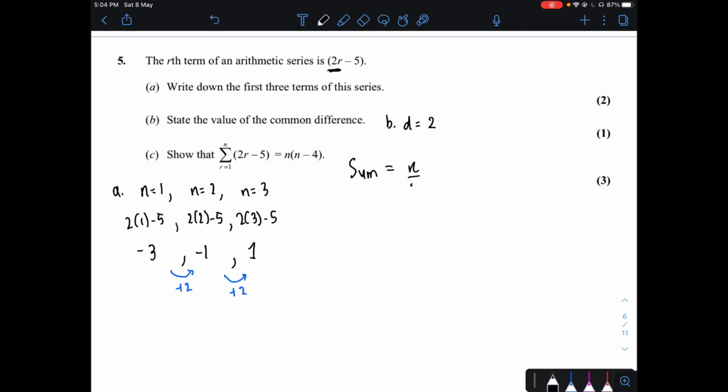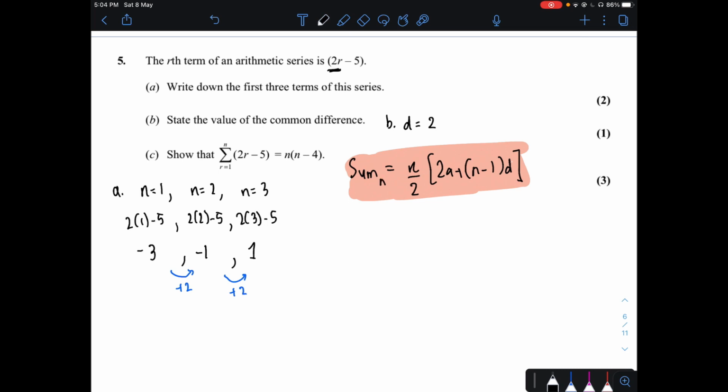So n over 2, bracket 2a plus n minus 1 times d. This is usually what we refer to when we talk about the sum of an arithmetic series with n numbers.